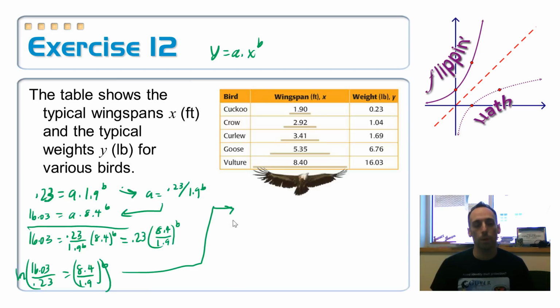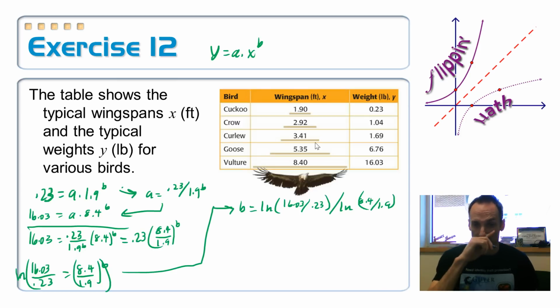Okay, anyway, this is a problem that's straight from the book. I'm going to have b is equal to the natural log of parentheses 16.03 divided by 0.23, all of this divided by the natural log of 8.4 divided by 1.9. Lots of parentheses there.